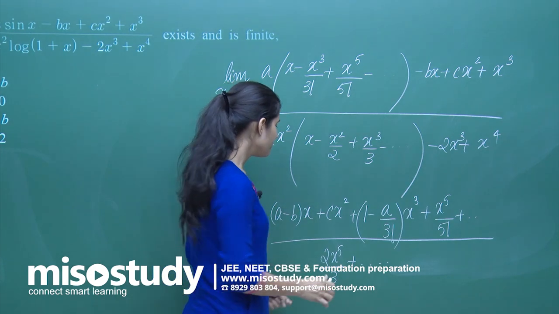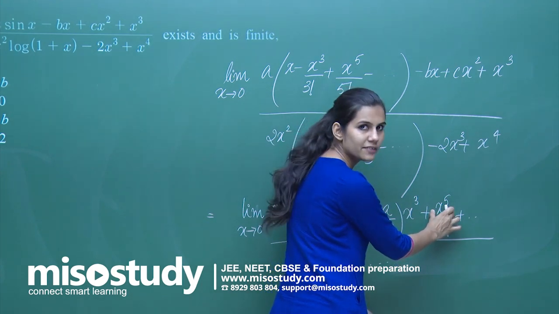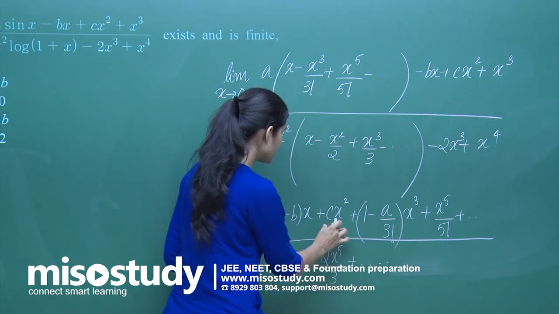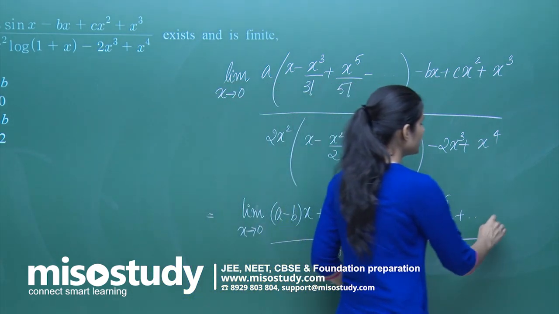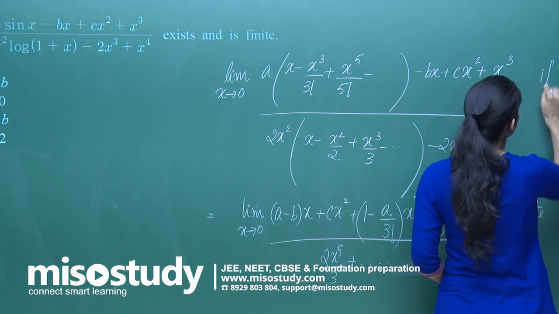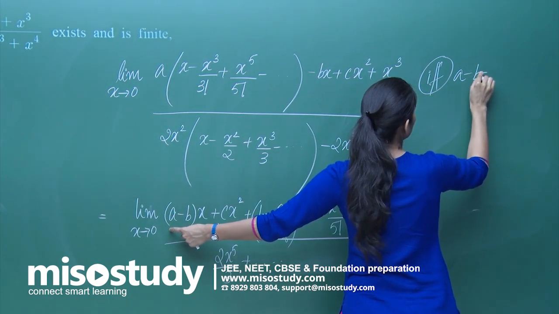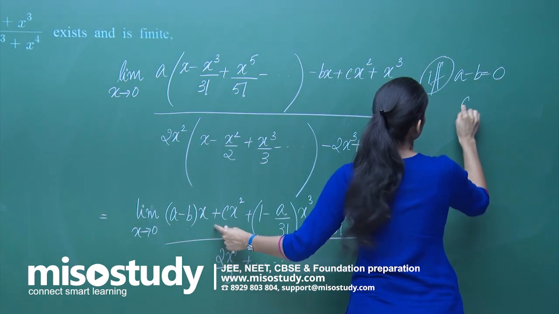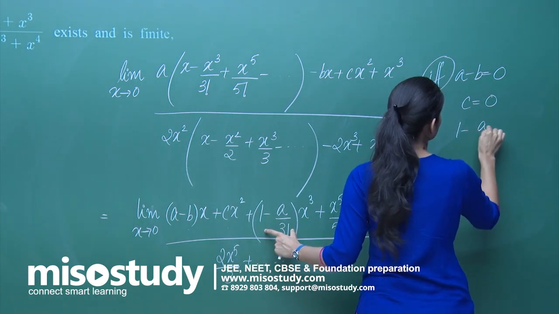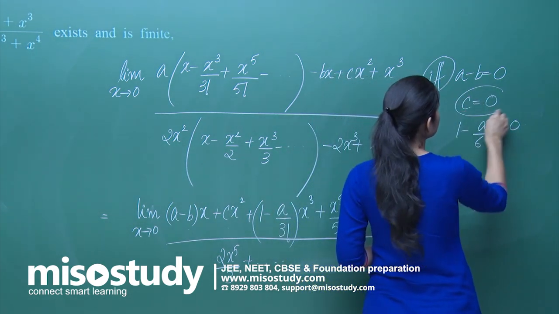If this is turning out to be finite, I am having x to the power 5 in the denominator. I should have x to the power 5 in the numerator as the first non-zero power. And therefore, this has to be 0, this has to be 0, this has to be 0. So, this is finite if and only if a minus b is 0, c is 0, and 1 minus a by 6 is 0. That means c is 0.